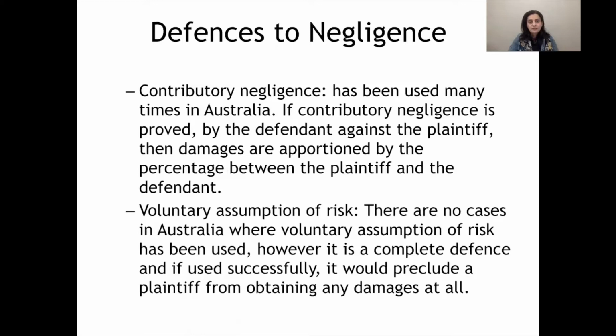The second defence to negligence is the voluntary assumption of risk. There aren't many cases in Australia where voluntary assumption of risk has been used. However, it is a complete defence if used successfully, and it would preclude a plaintiff from obtaining any recompense at all. It applies if the defendant can demonstrate that the plaintiff voluntarily and knowingly assumed the risks inherent to the dangerous activity in which they were participating at the time of injury.